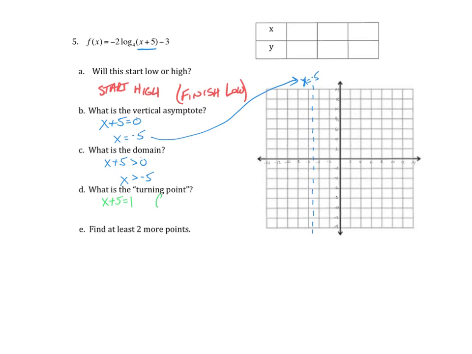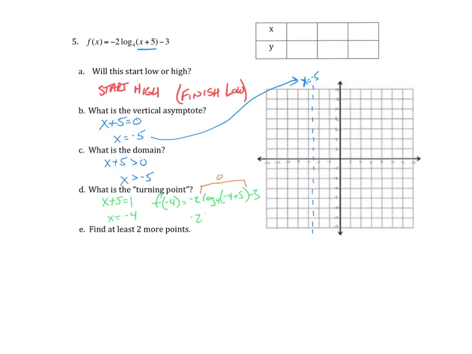All right, so we're going to go f of, well, let's figure out what x is. I'm sorry, x would be then negative 4. So f of negative 4 is going to be negative 2 log base 4 of negative 4 plus 5 minus 3. And once again, we said this before, but this should be 0, if we did this right.